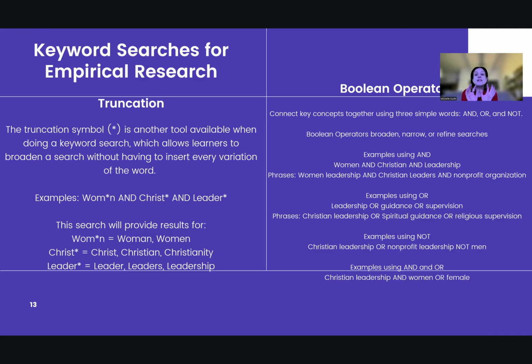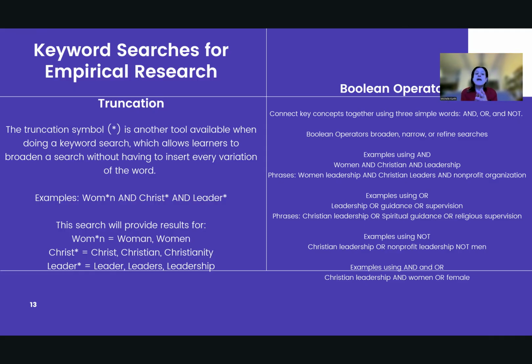Okay? Easy, easy. I would say play with that. Boolean operators connect key concepts together. There are three simple words, and I will show you in the GCU library how to use them. The three words are and, or, and not. Where a truncation broadens the search, a Boolean operator narrows and refines the search results that come back.